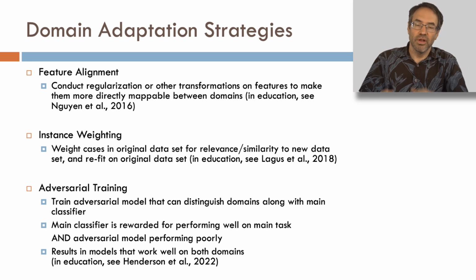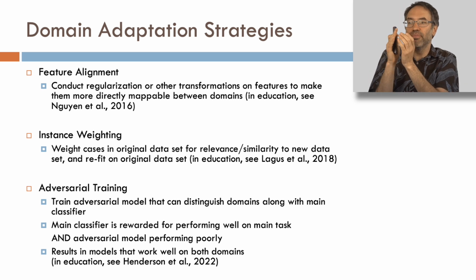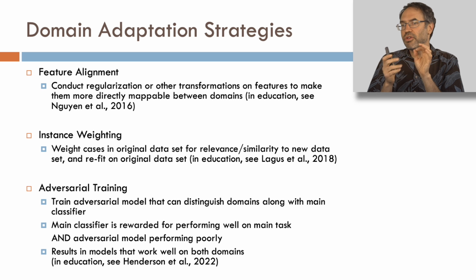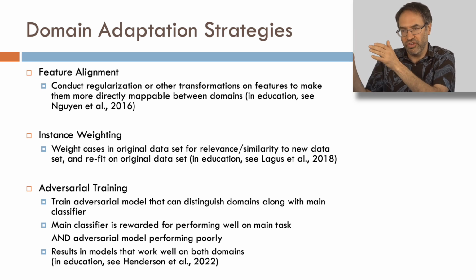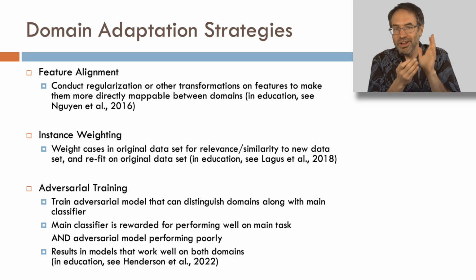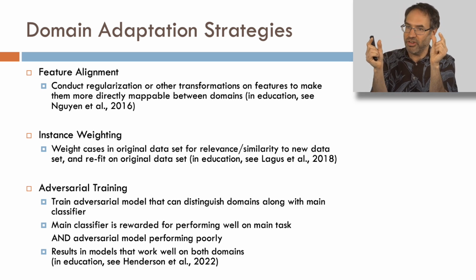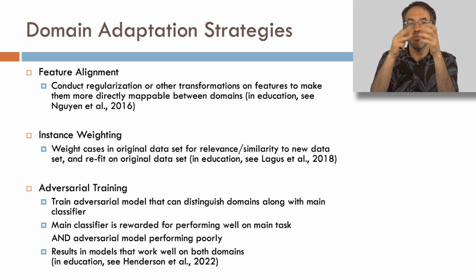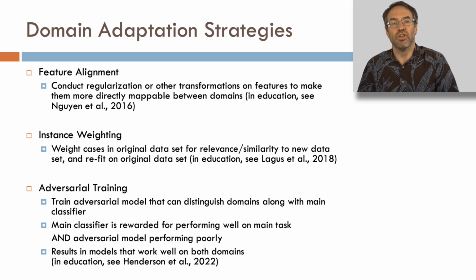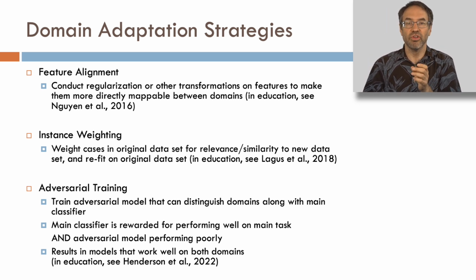Let me give an example. Let's say you're trying to predict who's going to get good grades in college, and you've built your model using students who took the SAT test. But now you've got to use the model on students who took the ACT test. Now the SAT and ACT are on completely different scales. You don't want to just take the model as is. But if you could cast both the SAT and the ACT into, say, z-scores, then you might be able to transfer it, especially since those are both normally distributed tests. So that's feature alignment.